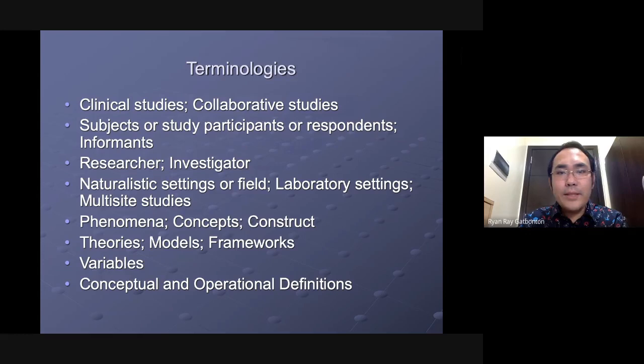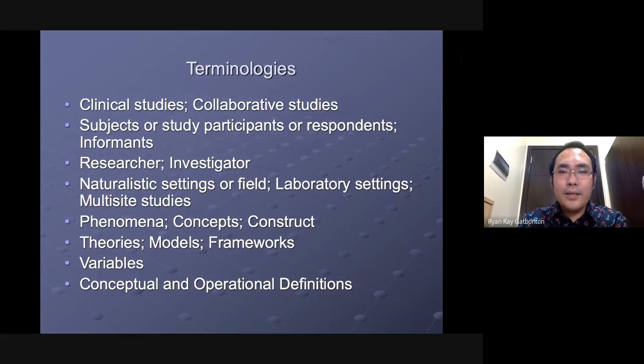Now, since we want to address health problems holistically, we want to ask the expertise of other people. When we add other experts in our research, we are actually doing a collaborative study.